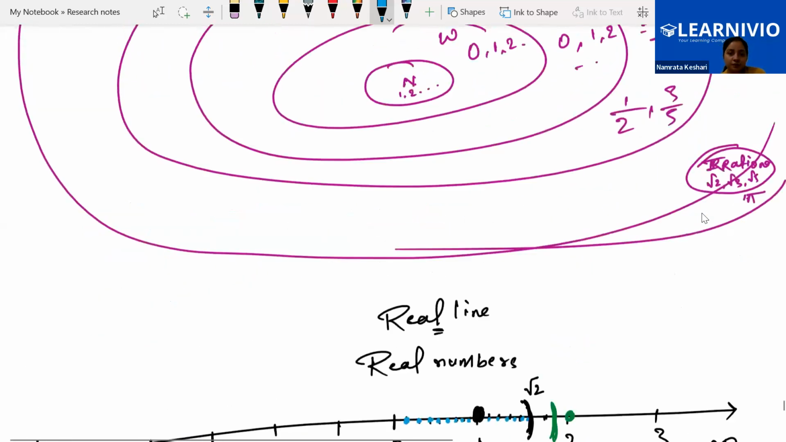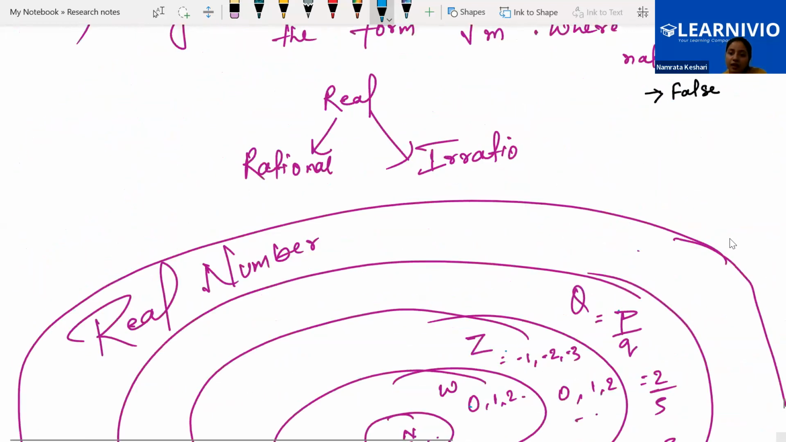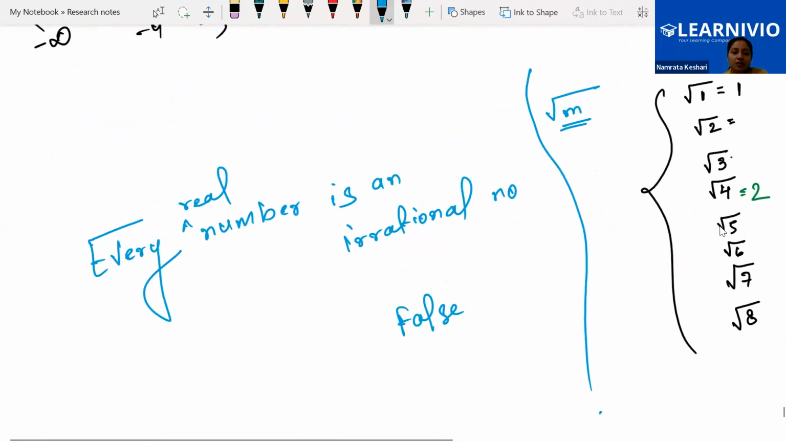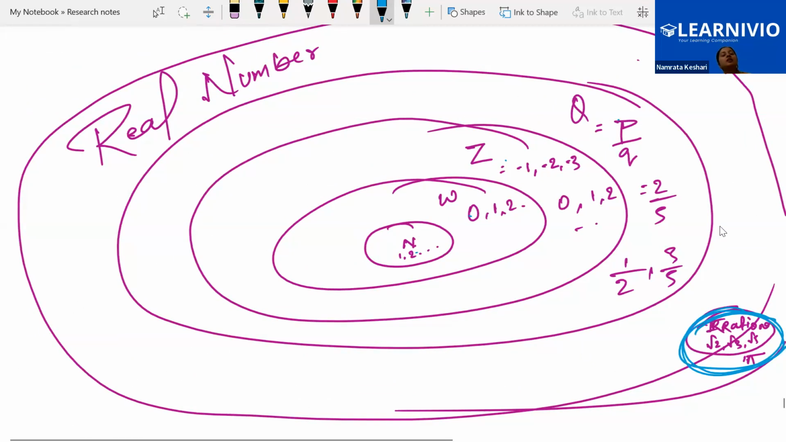Let's get back to our picture. Real number means rational number, integer, whole number, natural number, and here at the corner irrational number is also sitting. So real number means everything. Only irrational numbers we cannot call real numbers. Every real number is an irrational? No. A real number can be rational, integer, whole number, natural number, or irrational number. But are all real numbers irrational? No. All irrational numbers are real numbers.